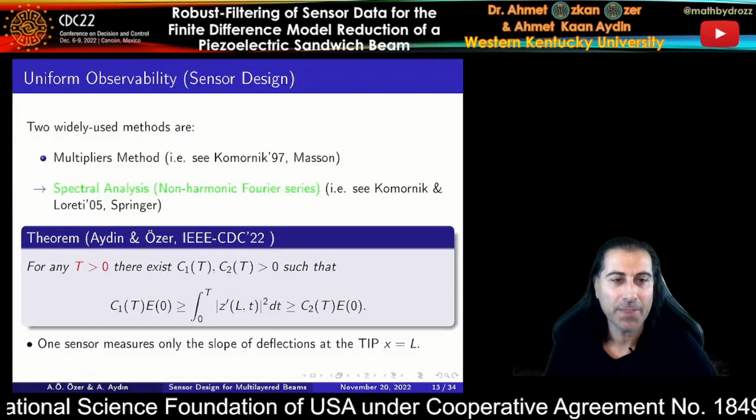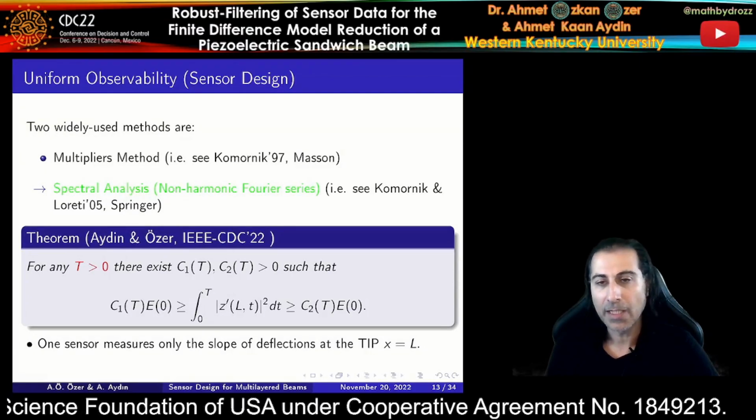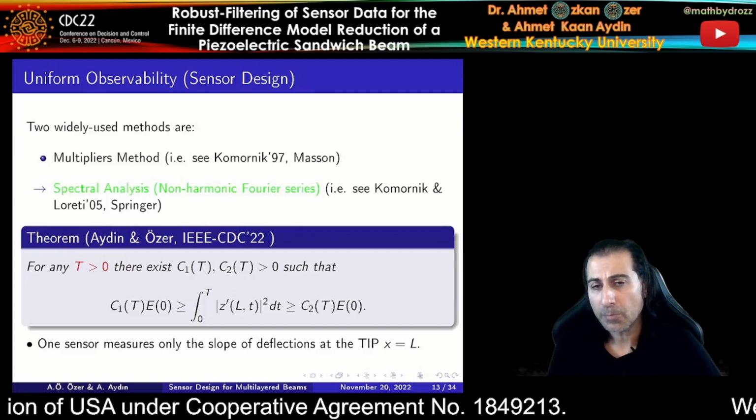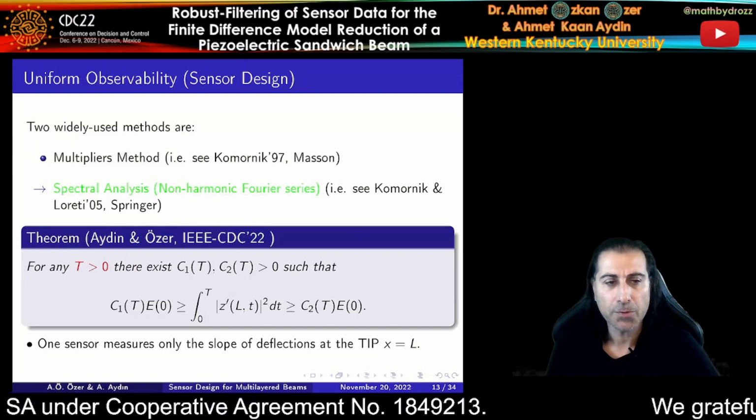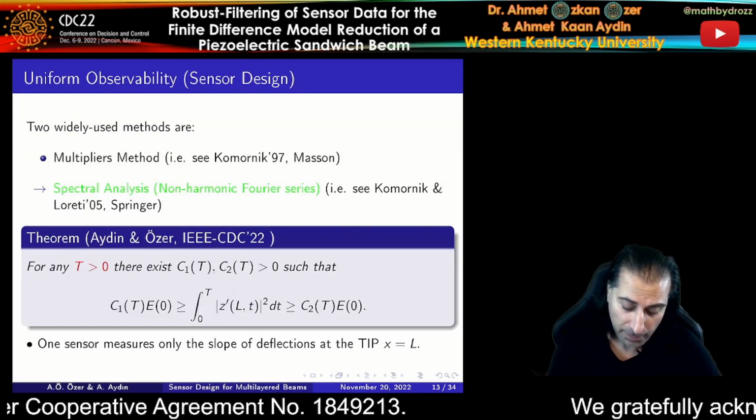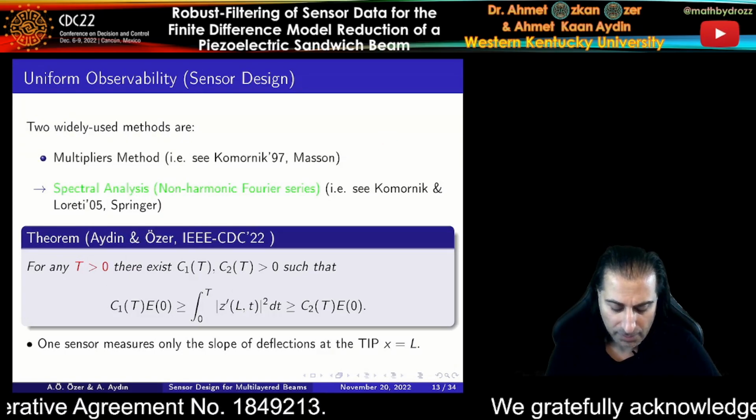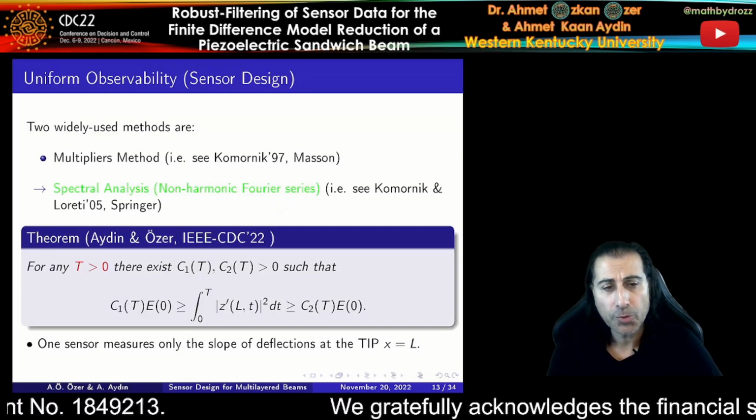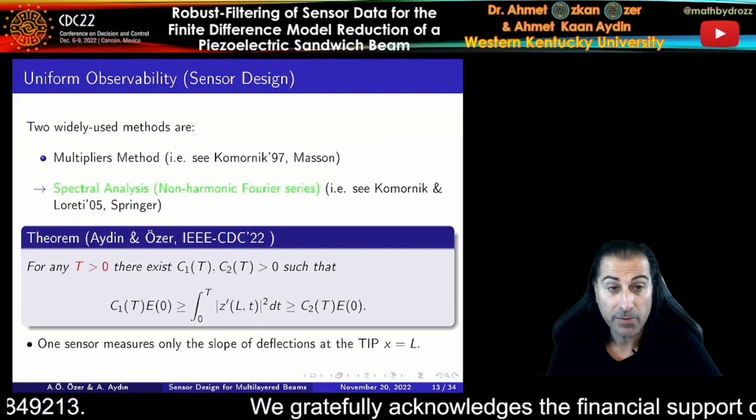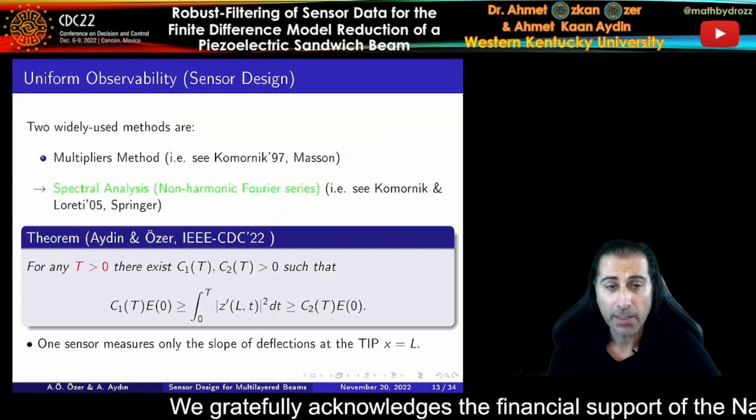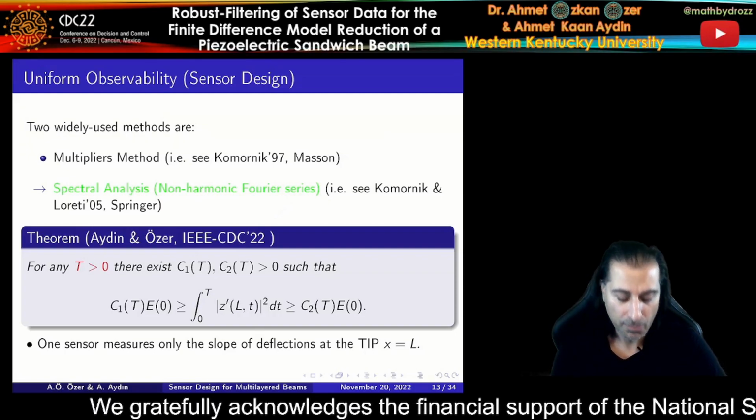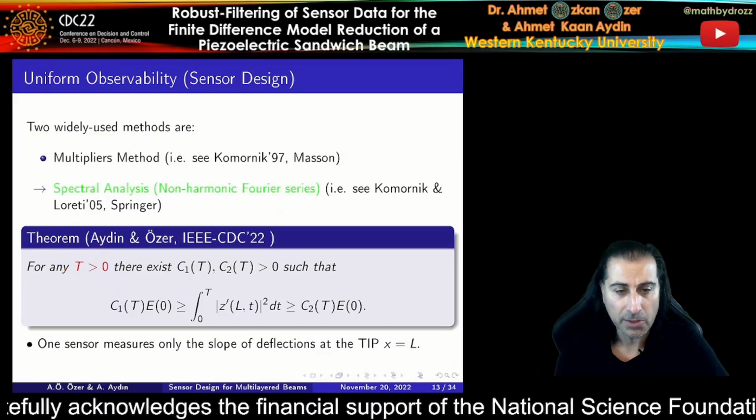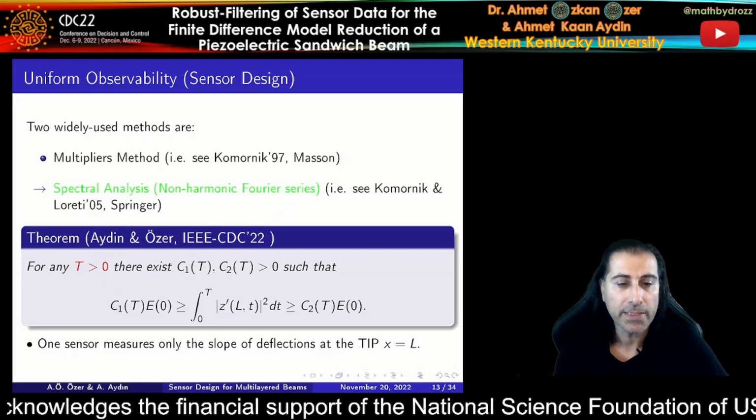Now the question turns out to be how to prove uniform observability, which will lead to the sensor design in the finite dimensional setting. If you're familiar with Euler-Bernoulli type beam models, we have two widely used methods. One is the multipliers method, and the other one is more like a spectral approach using a non-harmonic Fourier series. For the chosen set of boundary conditions, spectral analysis is the best because we can accurately describe the spectrum, and we can prove that for arbitrarily small time, this exact observability result holds true with only one measurement.